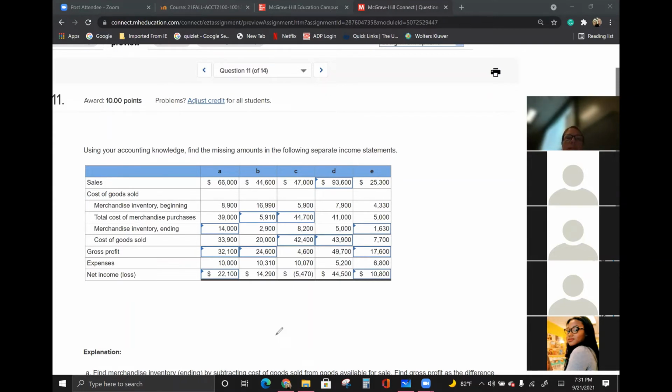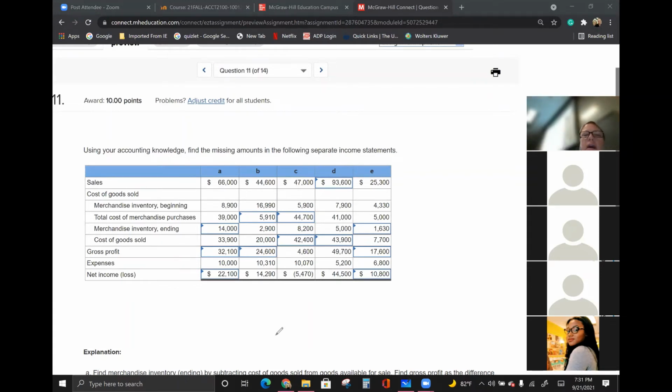All right, so B, we have sales 44,600. And then we have beginning inventory of 16,990. It doesn't give purchases. And then you have your ending inventory at 2,900 and your cost of goods at 20,000.